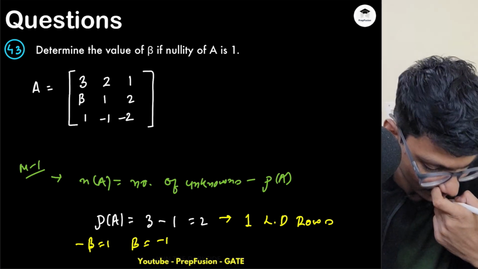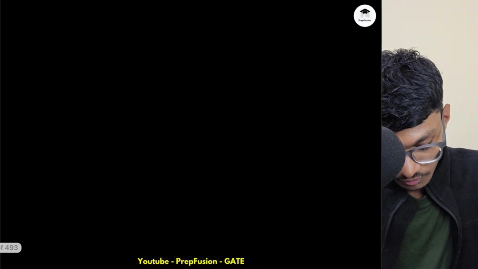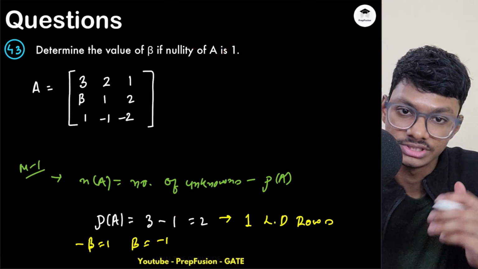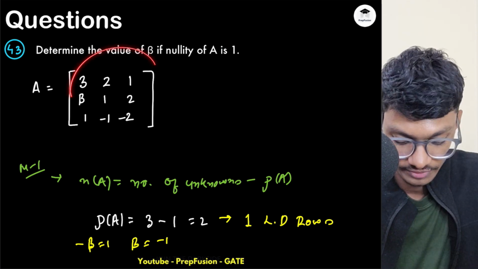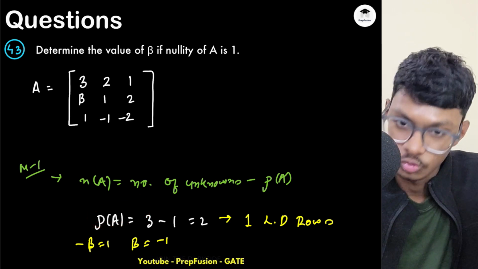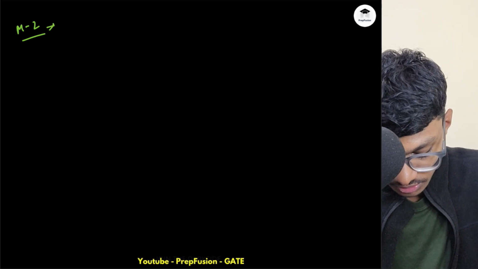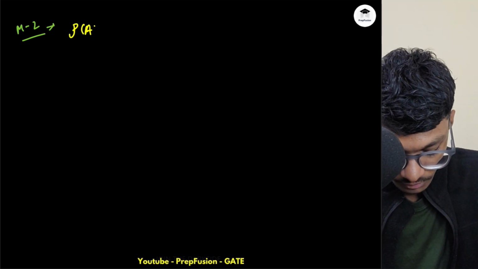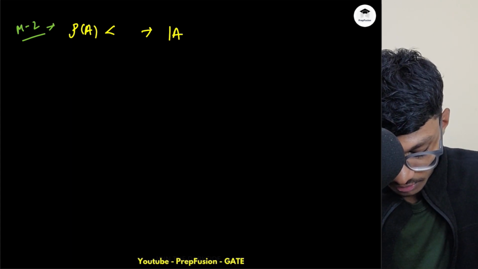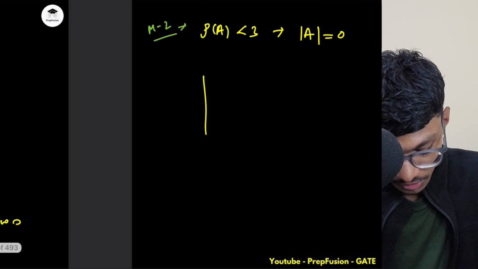Or if you don't want to understand like this, you can simply use method 2, which is the determinant. Now if you know nullity is 1 and rank is 2, which is less than the number of unknowns, that means obviously it has either infinite solutions or no solution. Because rank of A is 2, it is not a full rank matrix, hence the determinant is 0. So simply use the determinant formula. Determinant of A is 0. So just use that equation.